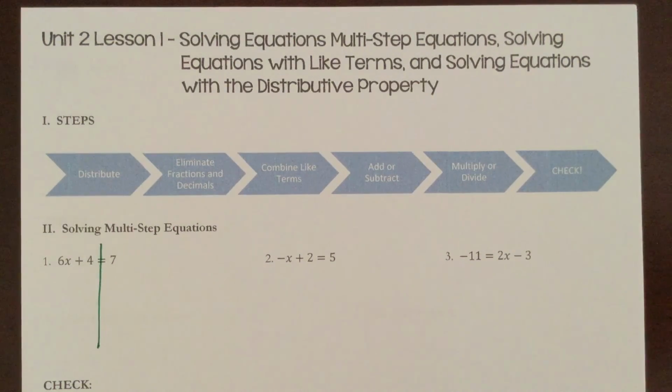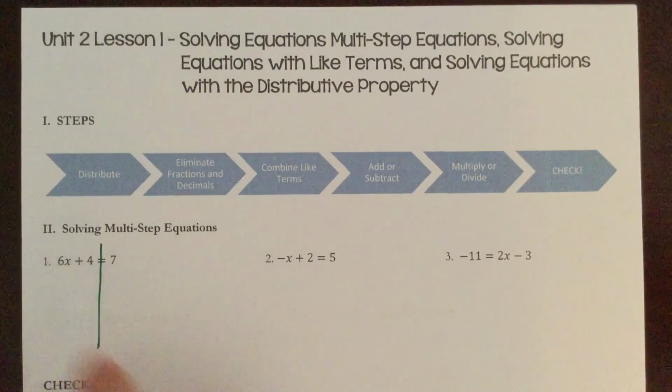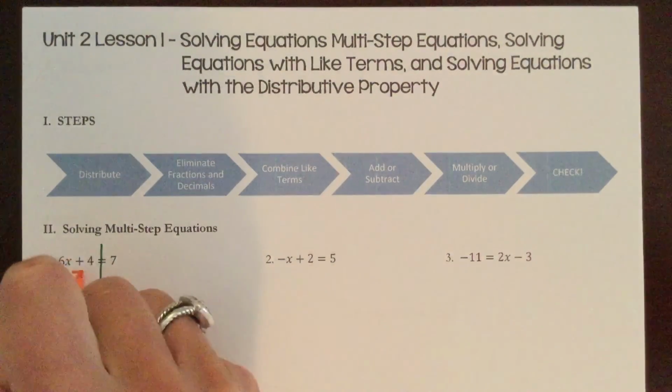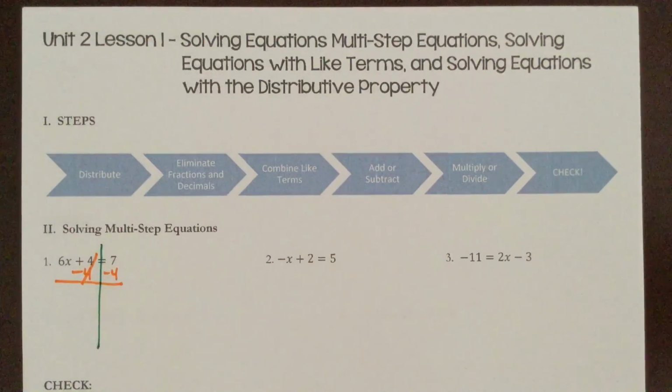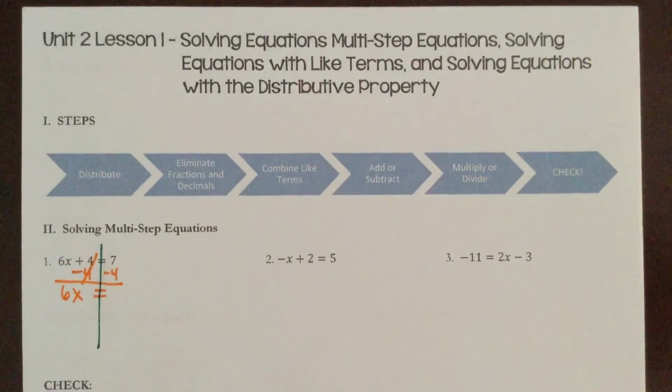No like terms there. Our next step is to move anything over from one side to the other that would be moved using addition or subtraction. In order to get this x by itself, I'm going to have to remove both the 6 and the 4. Since 4 is being added, we would need to move that over using the inverse operation of subtraction. 4 and negative 4 are additive inverses and are going to cancel out. So we are left with 6x equals, and then 7 minus 4 is 3.